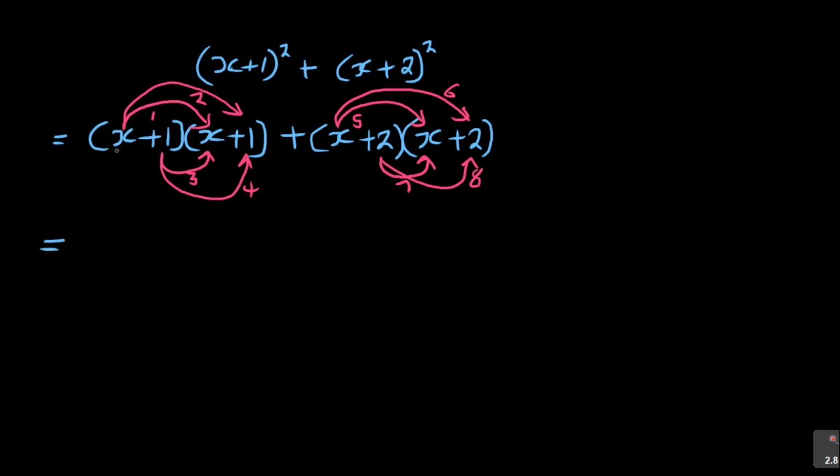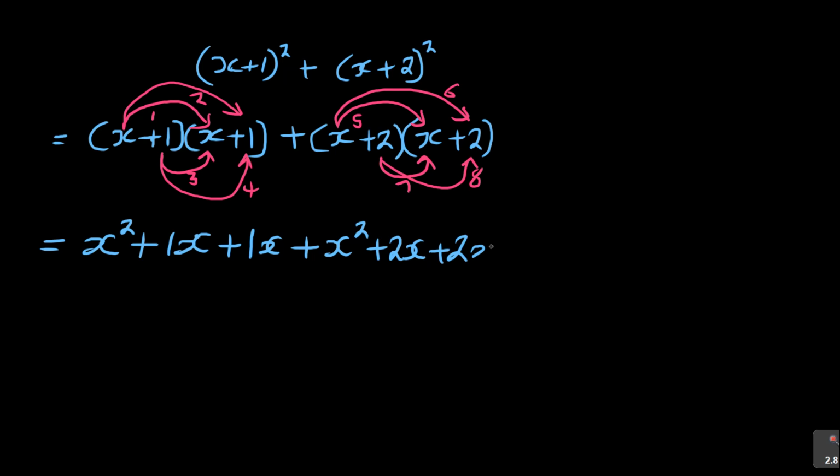So now what do you do? You say x times x, which is what? x squared. x times 1, which is plus 1x. 1 times x, again, plus 1x. You don't have to write 1. You can leave it out. It's still fine. And then plus x times x, it's x squared. x times 2 plus 2x is much easier when everything is a plus. 2 times x is plus 2x, as well as 2 times 2 is plus what? Is plus 4.